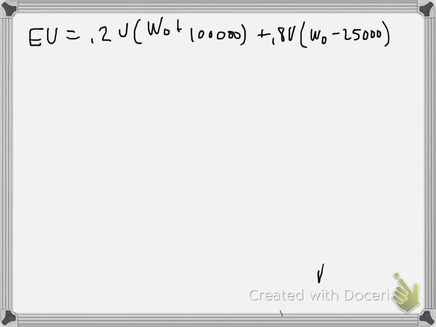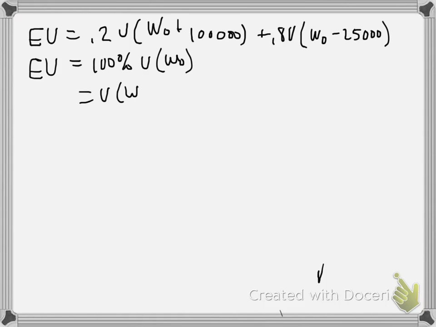His expected utility is 20% times the utility of the wealth if he wins, and 80% times the utility of the wealth if he loses. The expected utility of not taking the lottery is simply 100% times utility of the wealth he has, which is equal to U of W0.